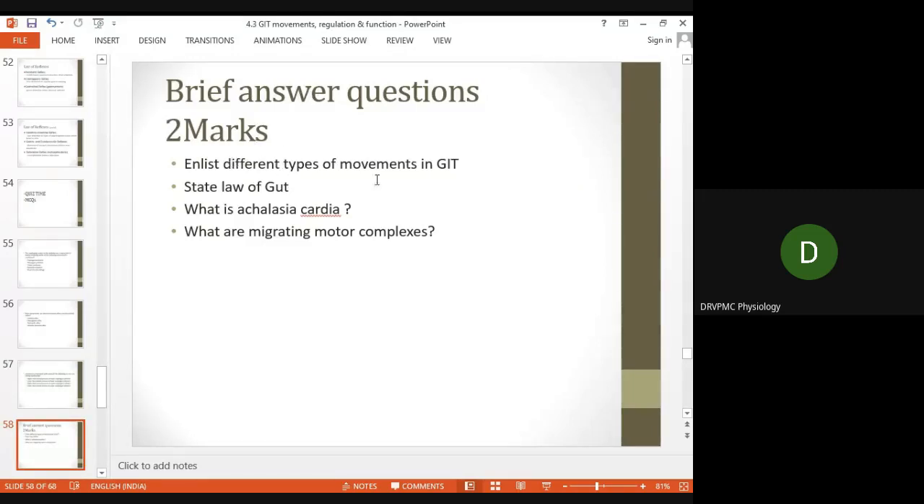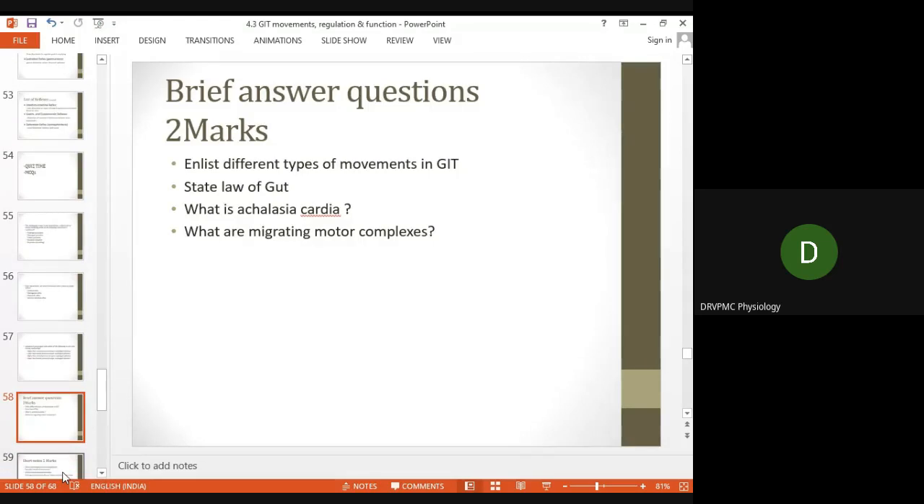2-mark questions: Enlist different types of movements in GIT. State the law of gut. What is achalasia cardia? What are migrating motor complexes? What is megaesophagus? What is megacolon? What is Hirschsprung disease? All these can be asked as 2-mark questions.